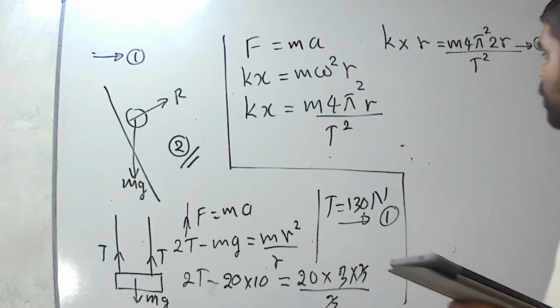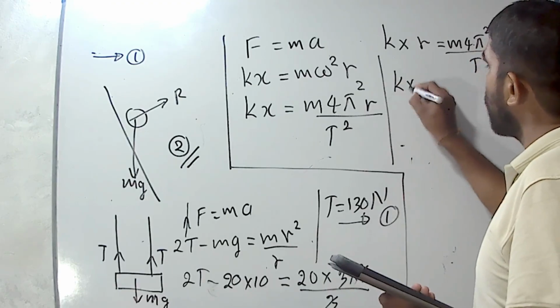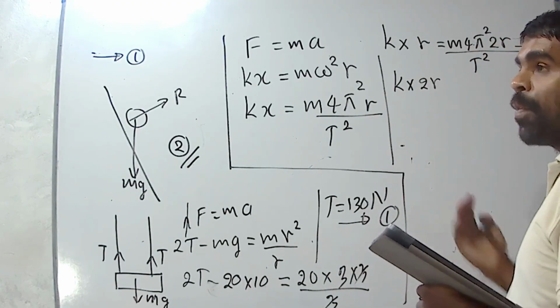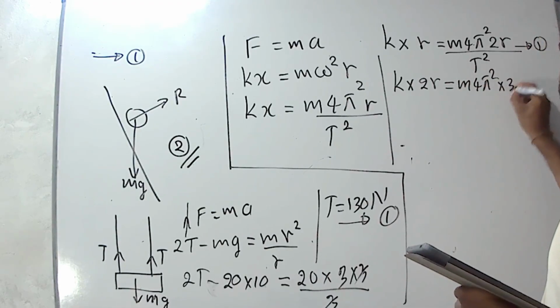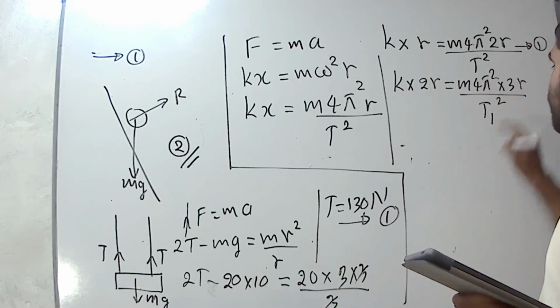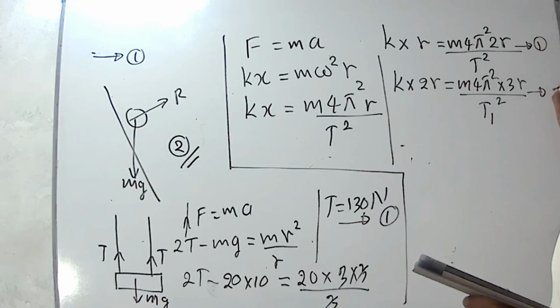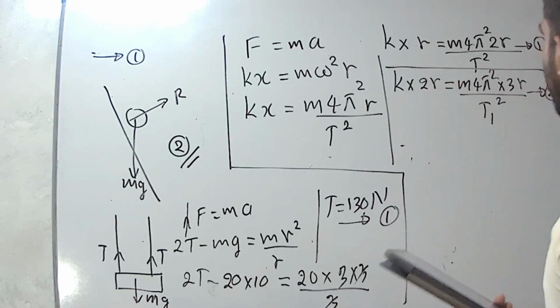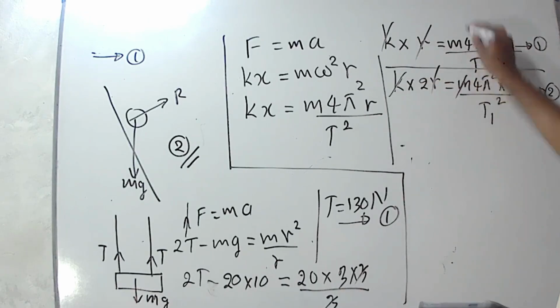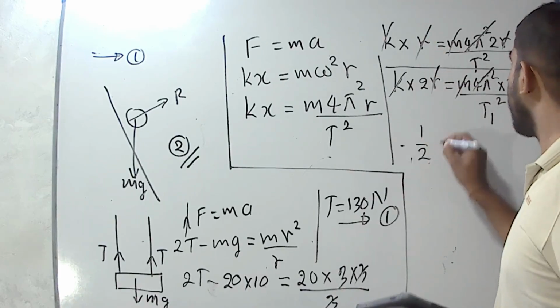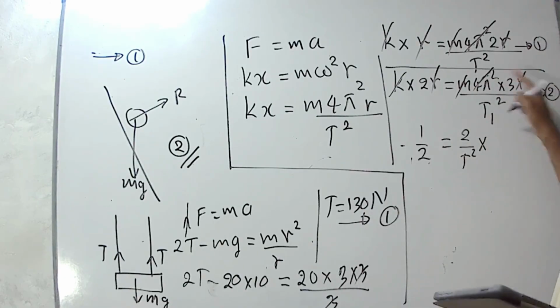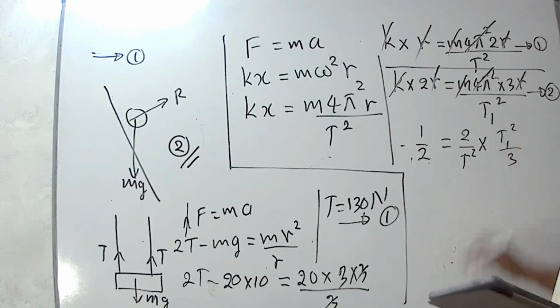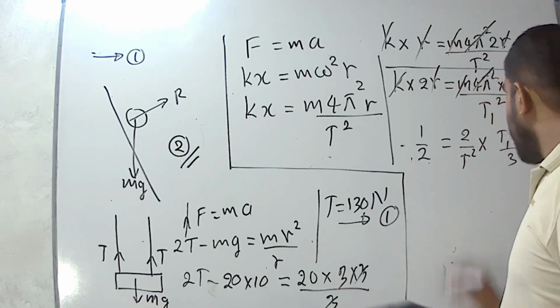Then we can use the same approach for the second situation. K, now the radius is 3r, therefore the extension is 2r, equals m 4π squared, radius 3r, divided by T1 squared, where I consider the new period as T1. Then we can divide these two equations. K, r cancelling, m 4π squared, r cancelling. Then 1 over 2 equals 2 divided by T squared, multiplied by the reciprocal of this term, T1 squared divided by 3. Then we can make T1 the subject.